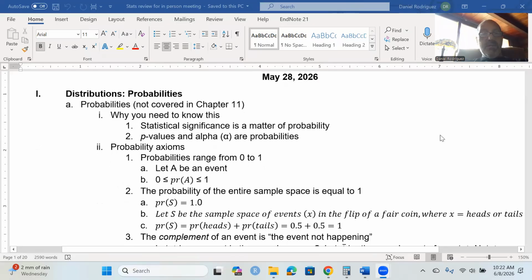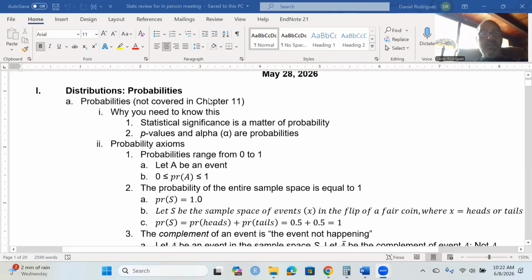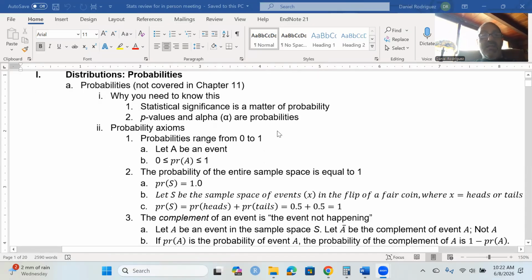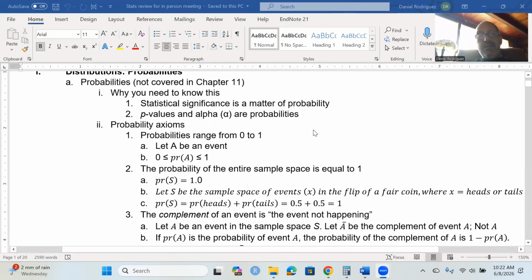And I want to talk about probabilities here. As you can see here, this is not covered in chapter 11. That's for a future revision of that book. So I'll always, again, mention why we need stuff. So why do you need to know about probabilities? Statistical significance is a matter of probability. P-values and alpha are probability. So obviously we need to talk about probabilities.